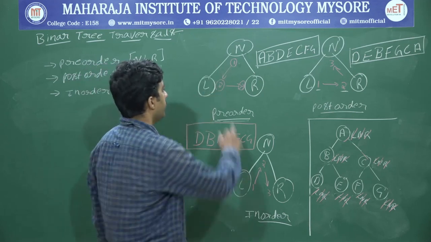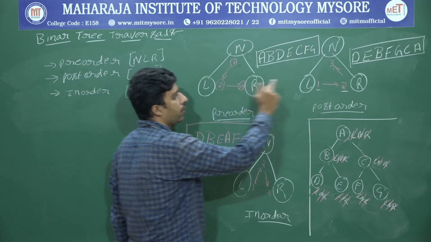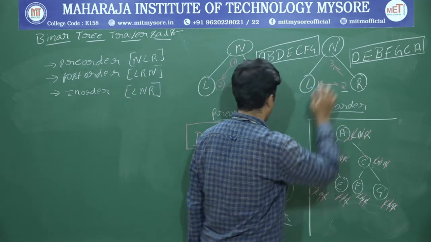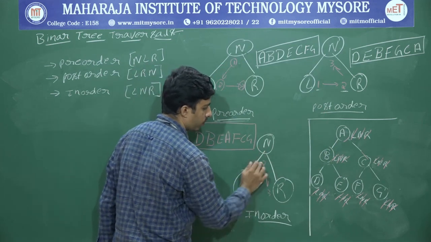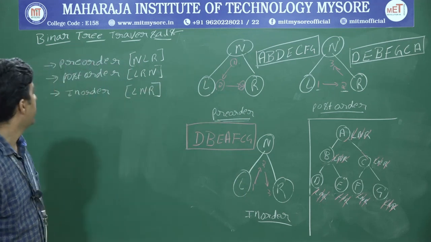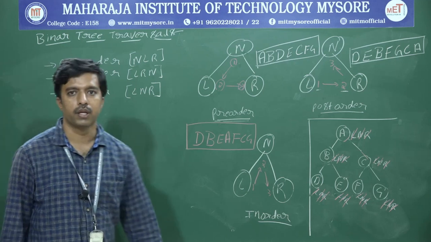See, for pre-order: node, left, right, 1, 2, 3. Now in post order: left, right, node, 1, 2, 3. And in-order: left, node, right, 1, 2, 3. This is the order you are supposed to follow. Binary tree traversing, three methods. Thank you.